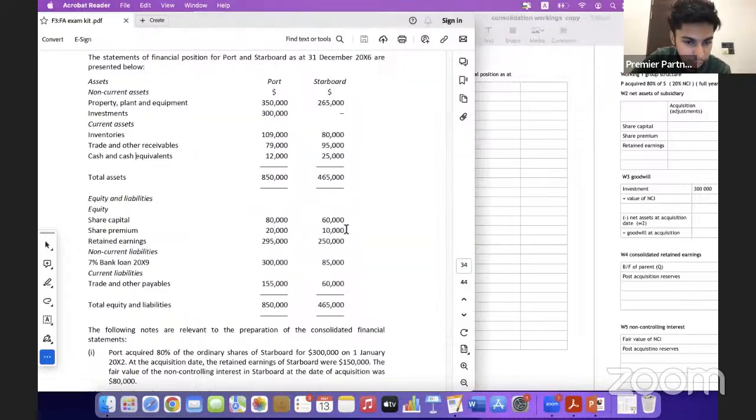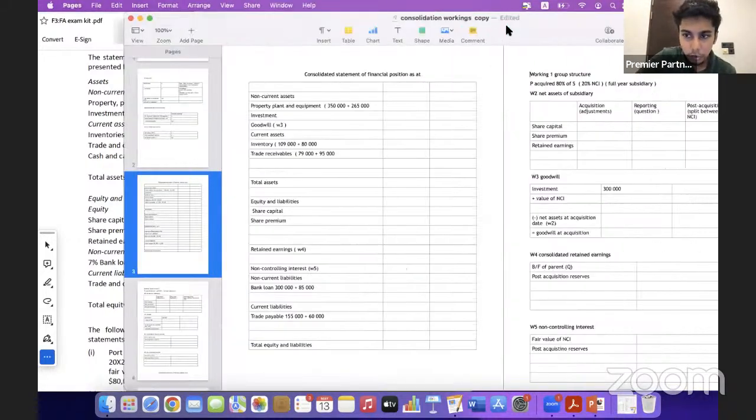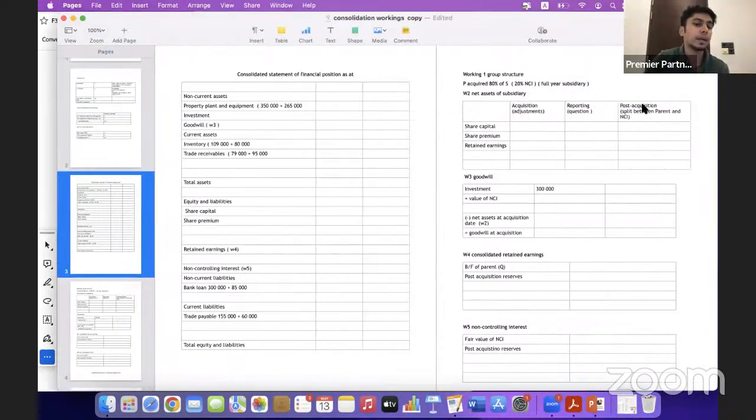So out of these two values, when you go to the equity, these are the subsidiary values: 60,000, 10,000, 250. Then we should focus on that. Right now, guys, once again, there are so many columns on my table. What am I going to use?